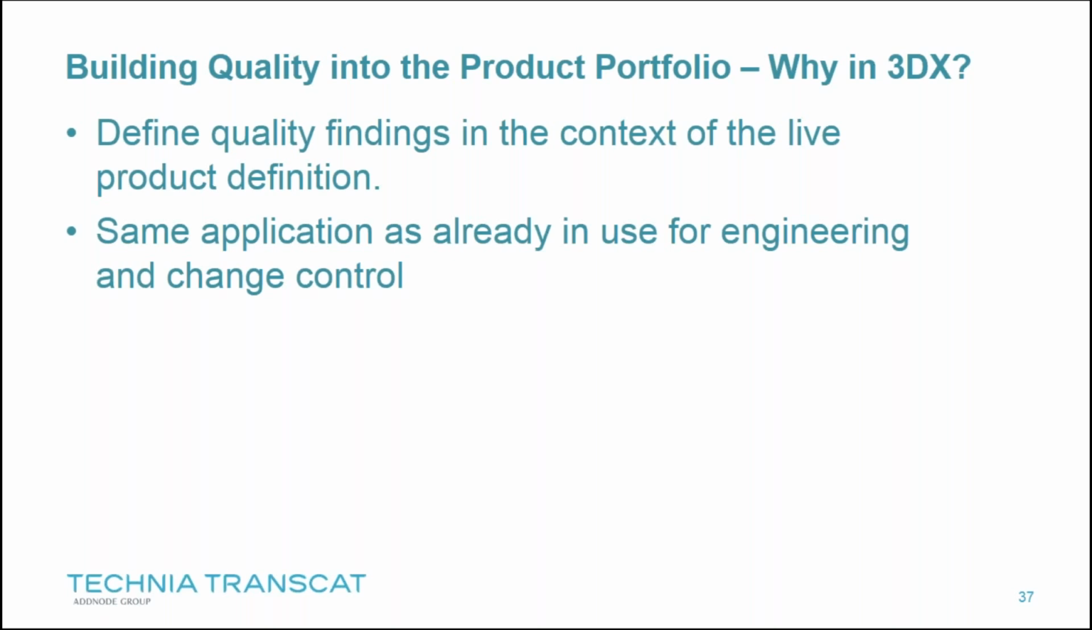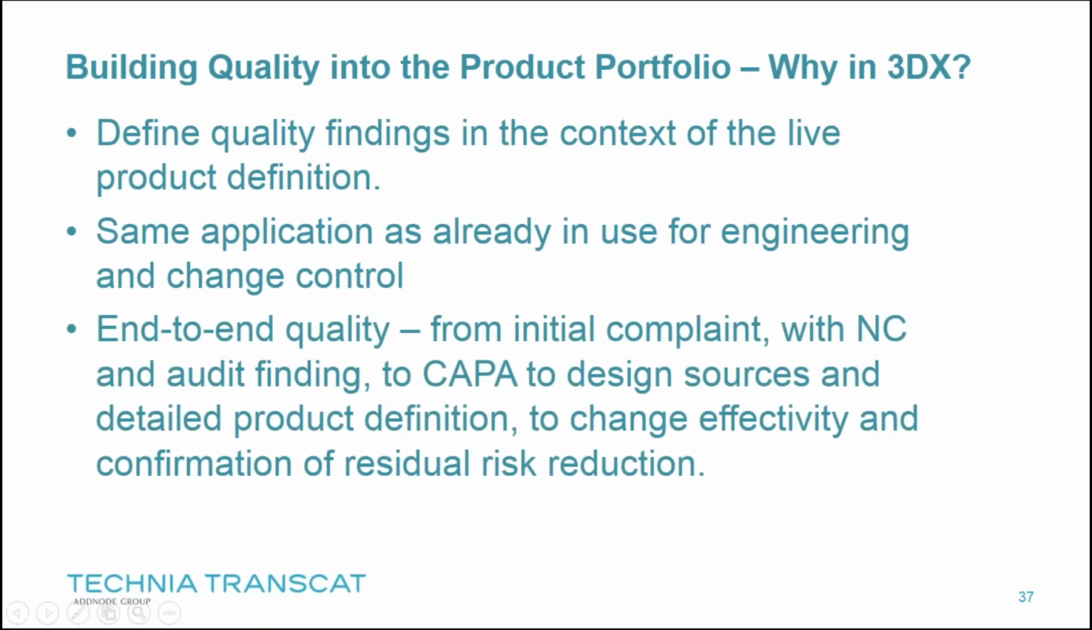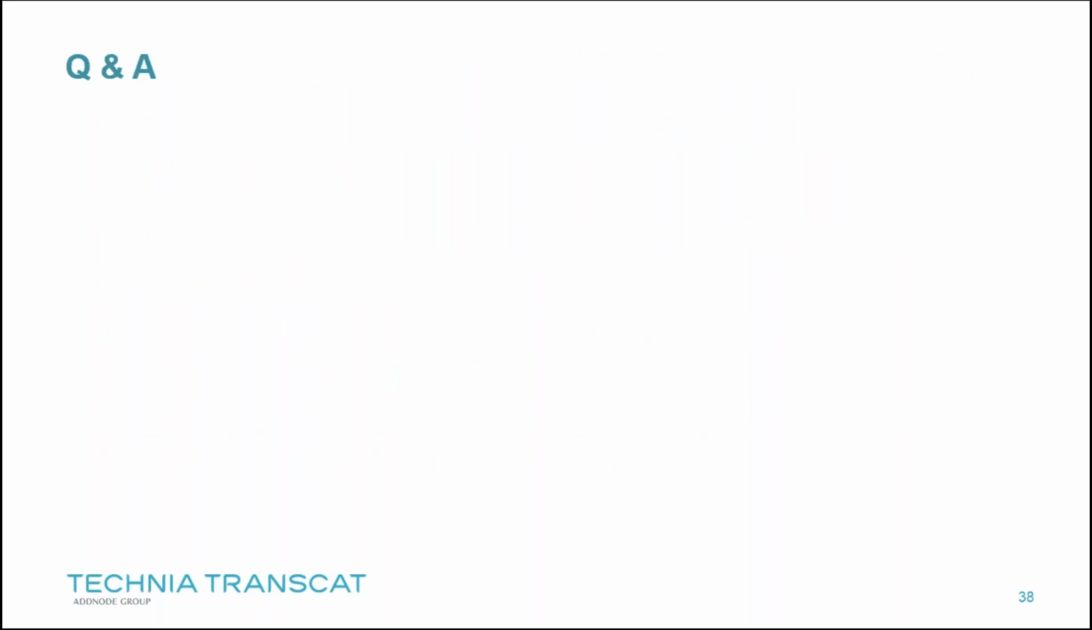For many organizations, they already use the 3D Experience Platform or Enovia for their engineering processes. So it's an application which is already known. So the user interface, the search logic, the table views, etc., all that is already known for the regulatory engineers or the engineering teams. Same is true for the change planning and the change control functionality. And then it's of course to have the end-to-end process, really have the details and connecting back from the CAPA to the design sources, to the DHF and the DMR.